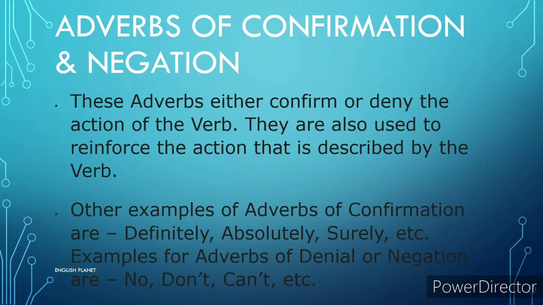Now adverbs of confirmation and negation. Adverbs of confirmation, they confirm the action of the verb. And adverbs of negation, negation means to deny. They deny the action of the verb. They are also used to reinforce the action that is described by the verb. Some of the examples of adverbs of confirmation are definitely, absolutely, surely. And some of the examples of adverbs of negation are no, don't, can't. So let's have a look at the examples.